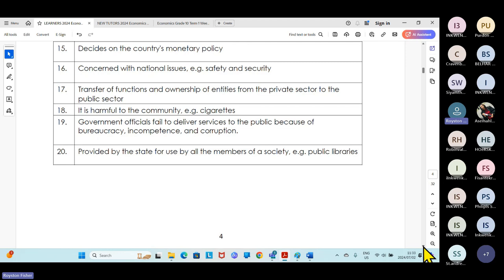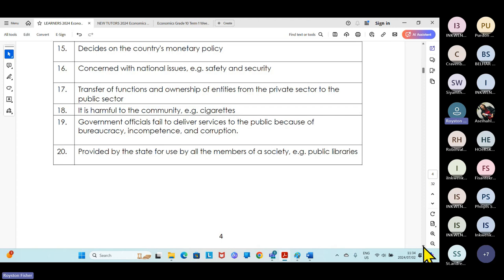Number 19, government officials fail to deliver services to the public because of bureaucracy, incompetence, and corruption. So what would we say that is for number 19? Buren says public sector failure. And Andrew says government failure. Inco is CZ. Secondary also says public sector failure. It's acceptable, yes. And thank you.